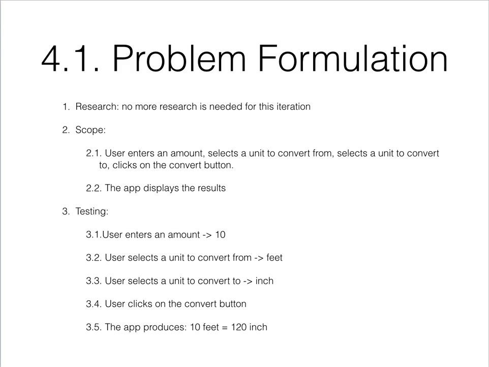So following the problem formulation, we understood the problem when we did the research in an earlier iteration, so we move to the scope. The scope of this iteration is to actually do the conversion, so the user will need to enter an amount, select a unit to convert from, select a unit to convert to, and click on the convert button. As a result, the app will perform the calculation and display the result to the user.